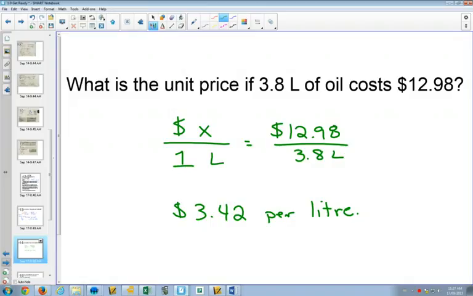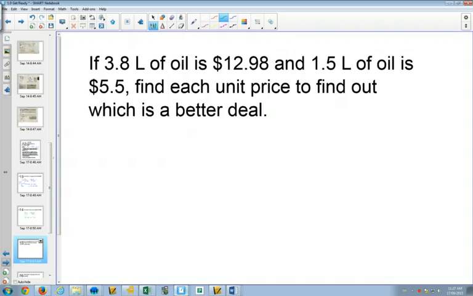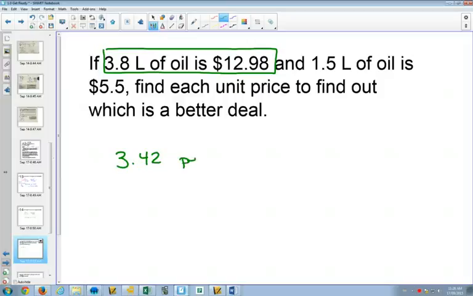Did these numbers remind you of anything that we've done so far? What's that? The very first page in our workbook had this amount. So now I know that that price was $3.42 per liter. What else did we have on that first page? We had that 1.5 liters of oil cost $5.50. So we just figured out, and I'm going to put this in green, that the green was $3.42 per liter. I'm going to switch colors here.